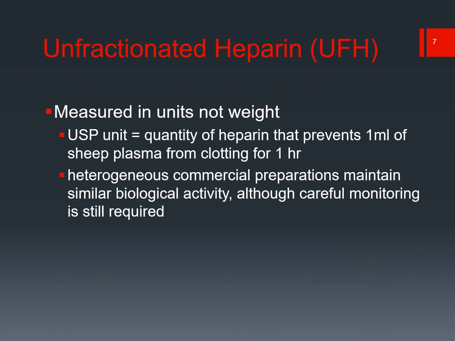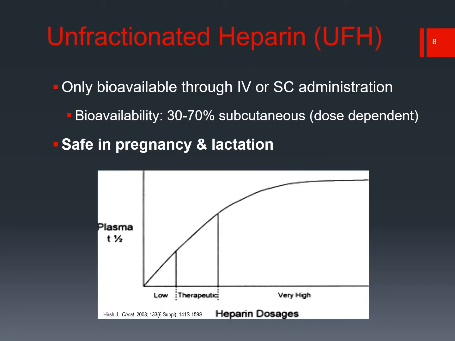Unfractionated heparin, different from some of our other drugs, is measured in weight in units, not in milligrams. Unfractionated heparin in units was calculated using sheep plasma, and we now have units that regulate how much of a dose the patient is receiving. It is administered subcutaneously most often for prophylaxis, and then we can use IV or subcutaneous administration for therapeutic dosing in treatment of clots.